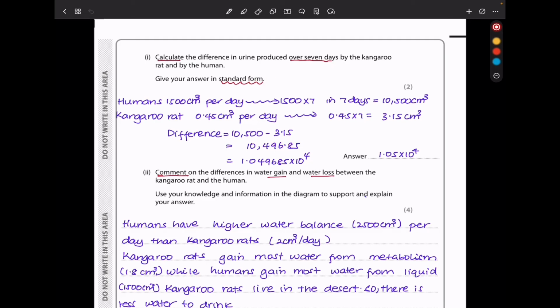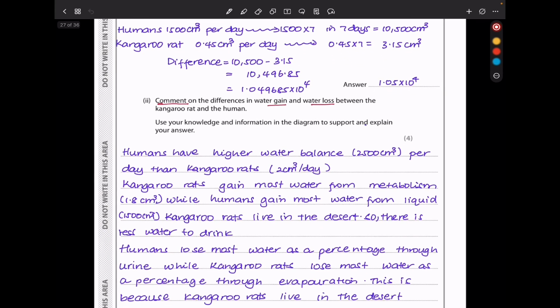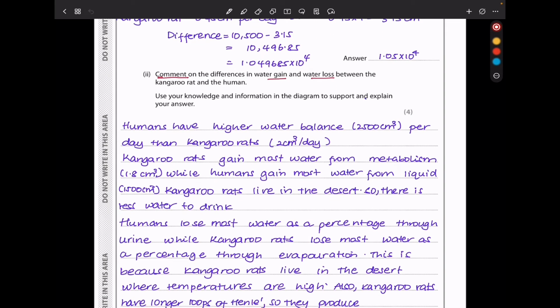To write that as standard form, it's going to be taking 1, 2, 3, and 4. So it's 1.049685 times 10 power 4. And rounding off to 3 significant figures, it's 1.05 times 10 power 4. That's my answer. And next is a comment on the differences in the water gain and water loss between the kangaroo rat and the human. Use your knowledge and information in the diagram to support and explain your answer.